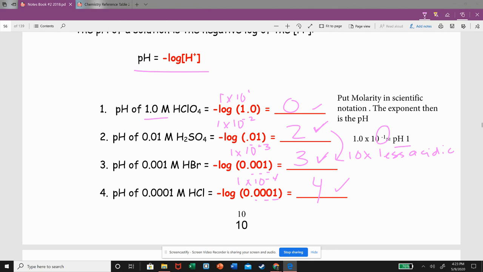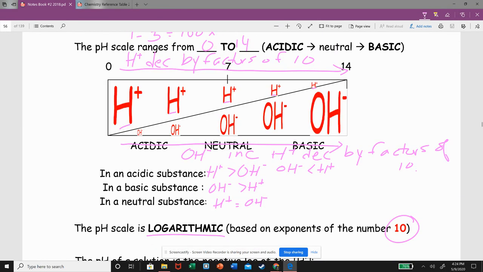So now if I go from a 3 to a 4, this is 10 times less acidic than a pH of 3. A pH of 4 is 10 times less acidic or 10 times more basic. Even though a pH of 4 is still in the acid range, it is 10 times more basic because remember, when we take a look at our little diagram over here, there's H and OH present in every sample.